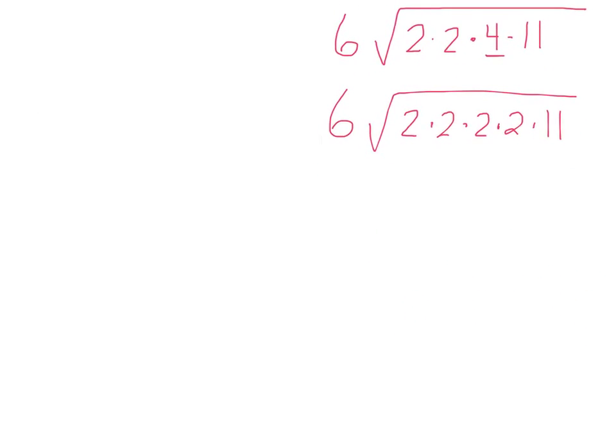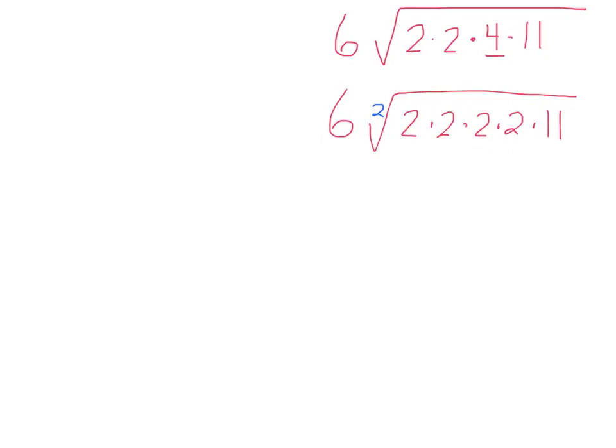Now, for a square root, there's understood to be a 2 right here in our radical. So I've got a radical right here, and it's understood to be a 2 here. That's why I call it square root. And since there's a 2 there, I'm looking for pairs of 2, kind of like in Go Fish. So I've got a pair here of 2 like numbers, and I have a pair here of 2 like numbers.